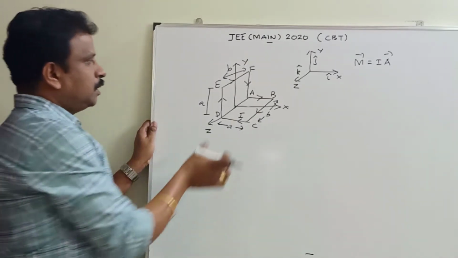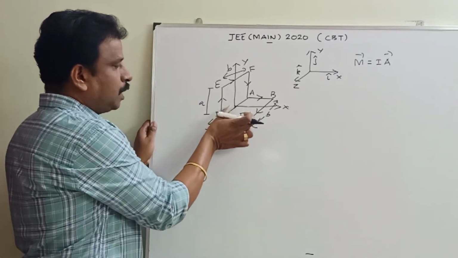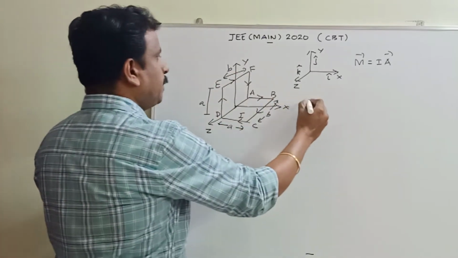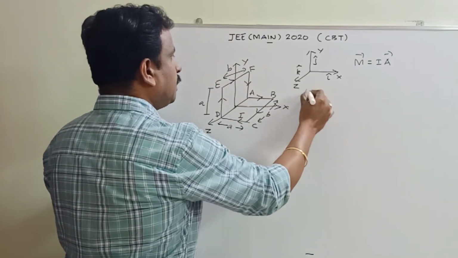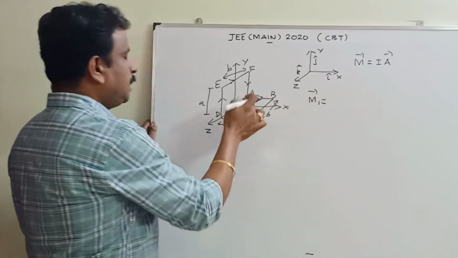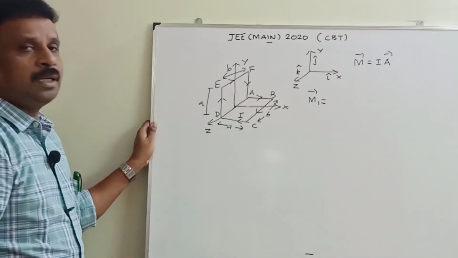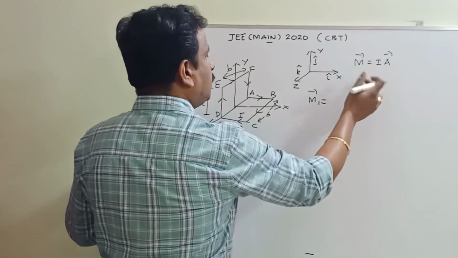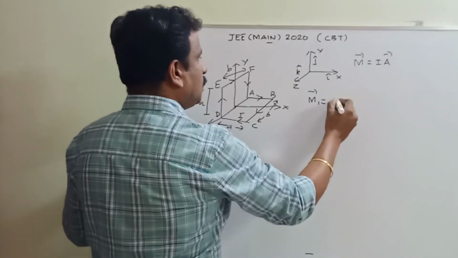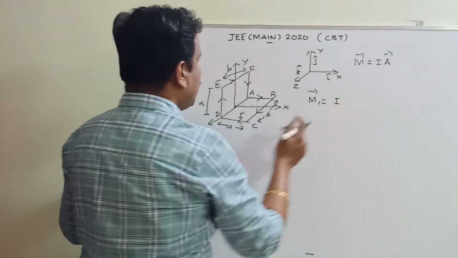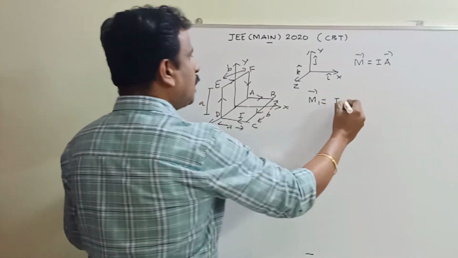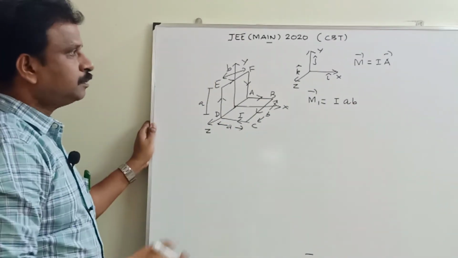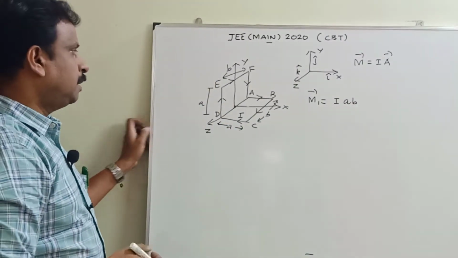Now you have two areas. One area is here and another area is here. Let me first find the magnetic moment for the area ABCD. First let me find the area. You know very well what I is, so there is no change in I. Area is just length into breadth, so I into A into B.